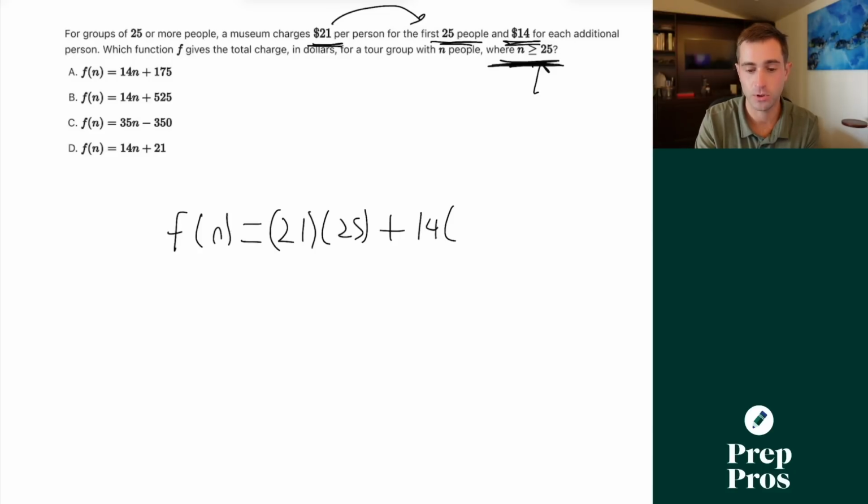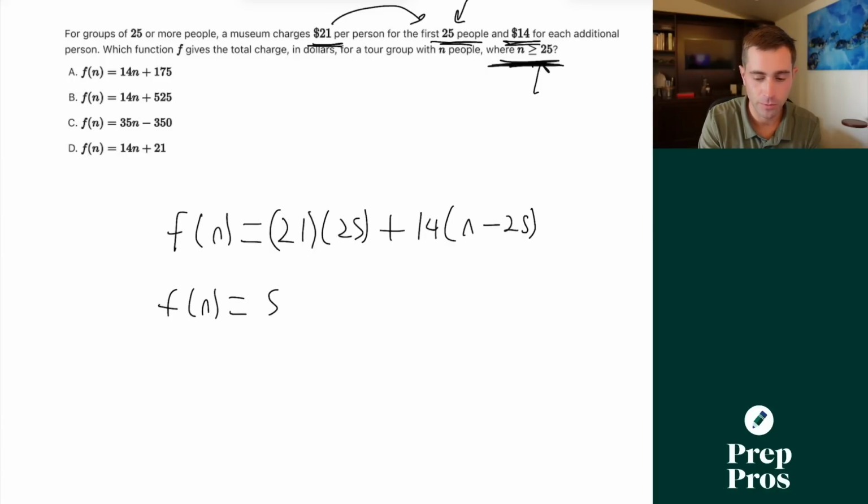And now here comes the tricky part. So it's n people, so we're going to do n, but we have to minus whatever the number of people was in the first group, because we don't want to start double counting those people. They were being charged $21 for the first 25 people, but we need to take away any double charges that we could have otherwise. So here we're going to end up with f of n is equal to 525 plus 14n minus our 350, and that will leave us with our correct answer of A.